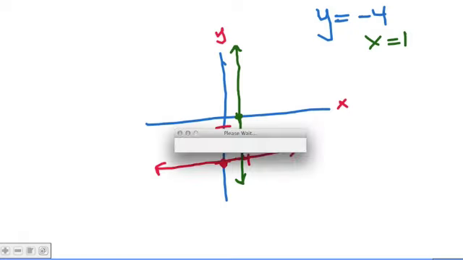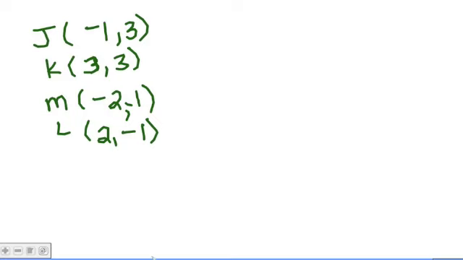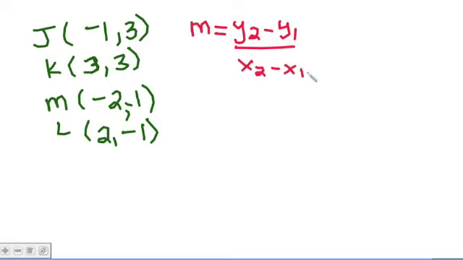All right, let's go ahead and try some more. So what you're going to do is you need to find the slope first, because none of these are written in slope-intercept form, and that's because you don't have a slope. So if you remember, your slope formula is m equals y2 minus y1 all over x2 minus x1.